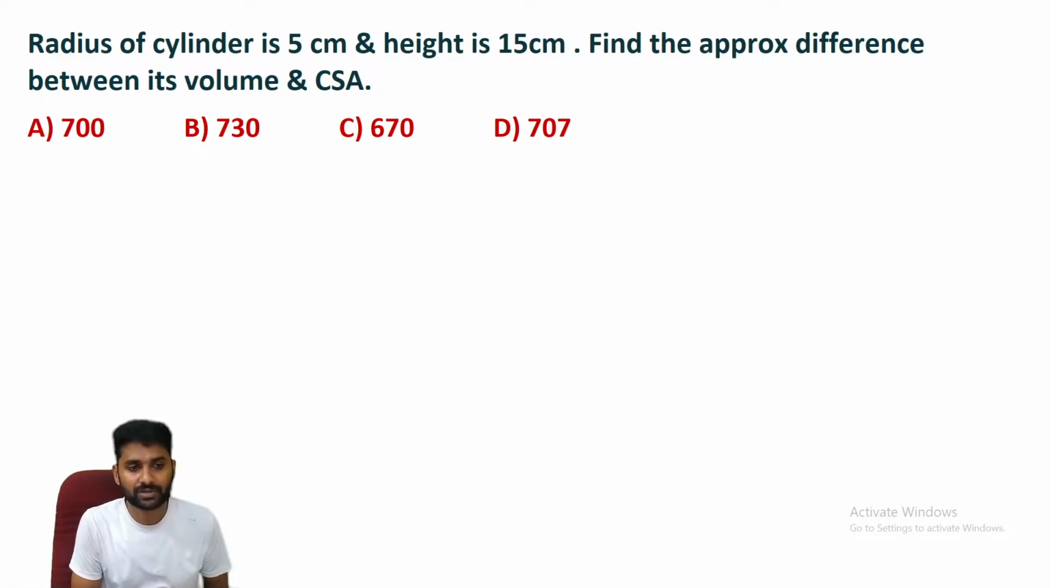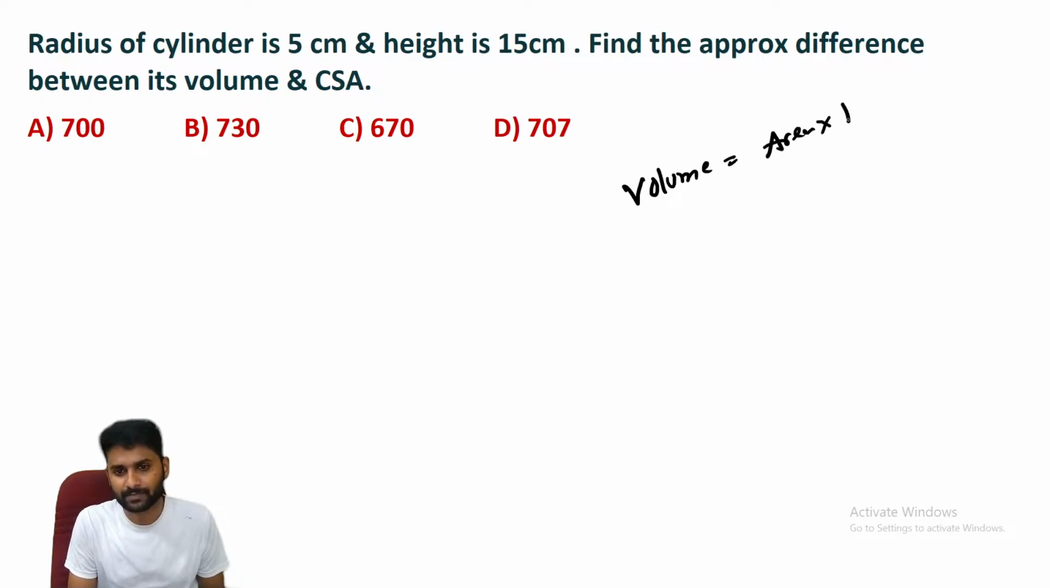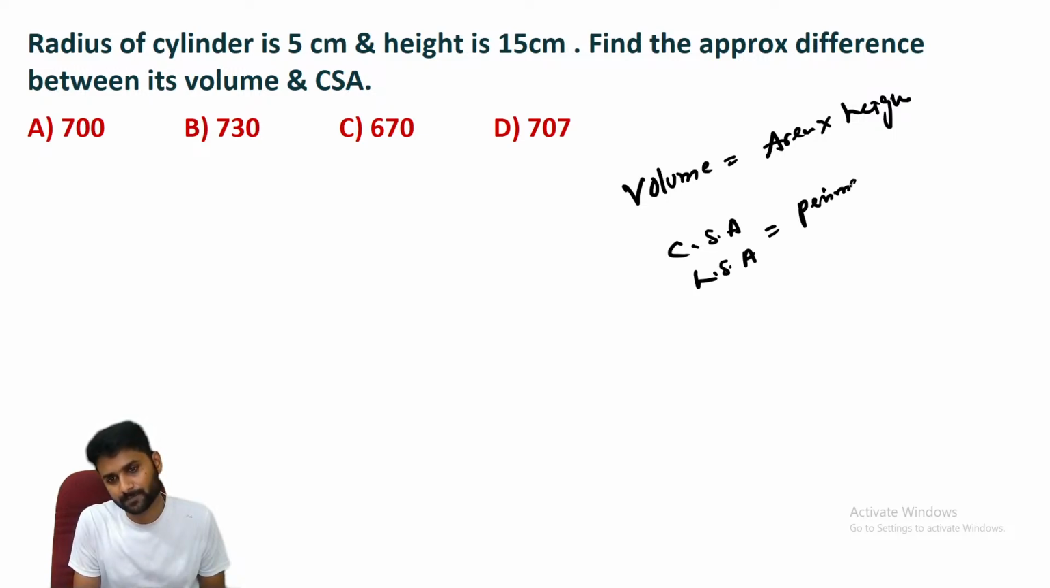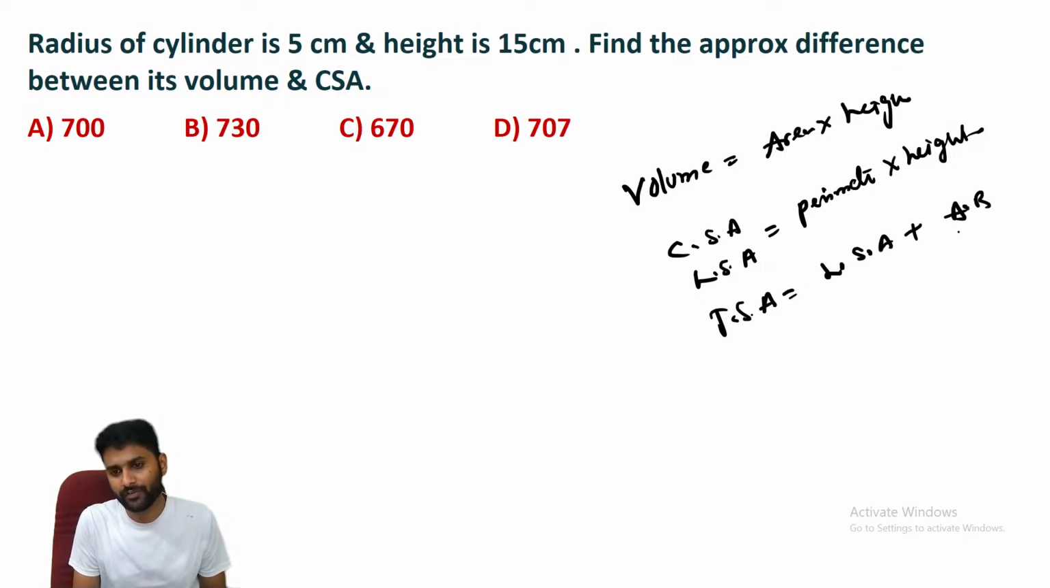Let's go through this information. The radius of a cylinder is 5 centimeters and the height is 15 centimeters. What is the approximate difference between the volume and the curved surface area? See, volume is all about area multiplied with the height. Curved surface area or lateral surface area is all about the perimeter of the object multiplied with the height. Just remember, if you want the total surface area, it is the lateral surface area plus the area of its bases.